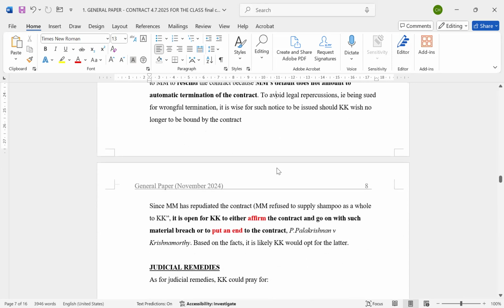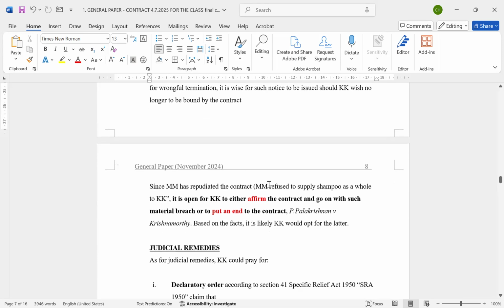Okay. And since MM has repudiated the contract, repudiation means material breach. Okay, means memungkir ataupun melanggar perjanjian secara material. Okay, he had a very serious breach. Okay, that is, he refused to supply shampoo as a whole to KK. It is open to KK.